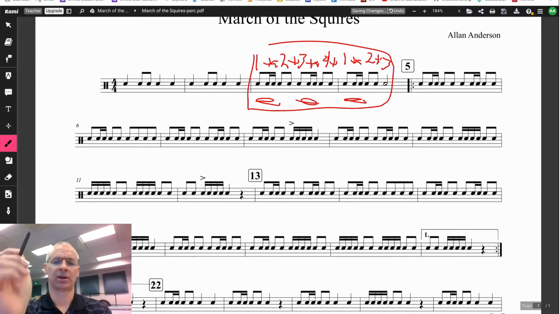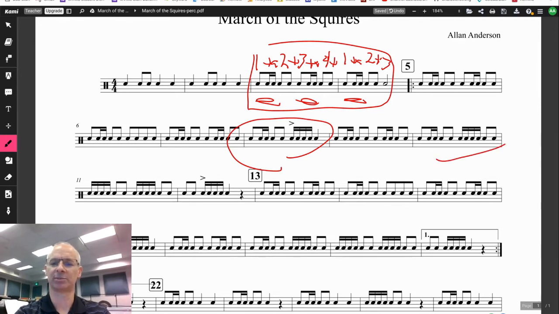Now I've got some measures here where I have both the 16th notes in both of those patterns that I just talked about.